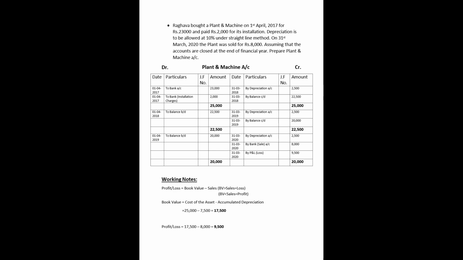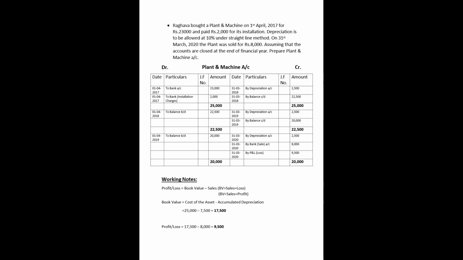Calculate the depreciation for the second year. Balance both debit and credit. We'll get balance carried on amount. That needs to be mentioned as balance brought down amount in the next year. Calculate the depreciation for the third year, since it was mentioned that we need to prepare the machinery account until 31st March 2020. So we need to also mention the sales amount. Whenever we are purchasing something, we'll mention on debit side. When we are selling something, we'll mention on credit side. So here we are selling the machinery for rupees 8,000, so we'll mention by bank sale account 8,000.